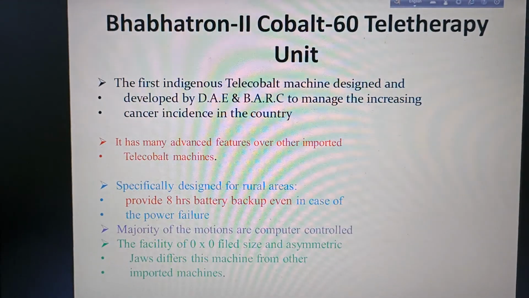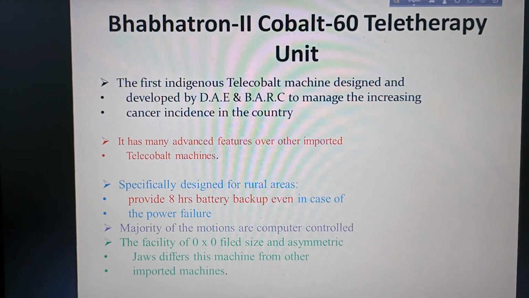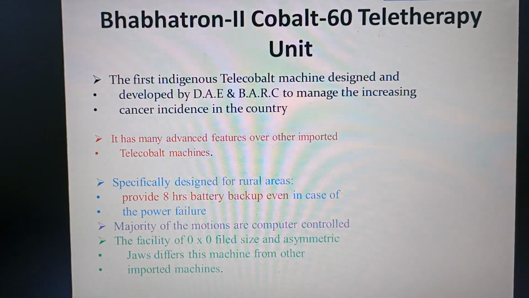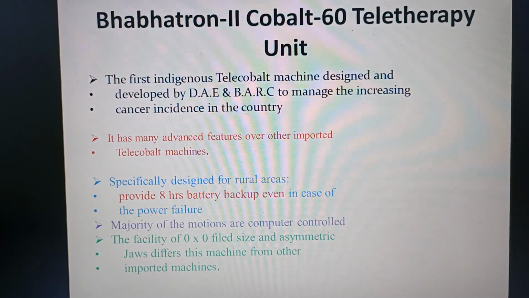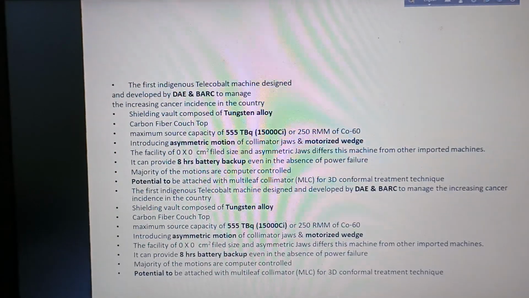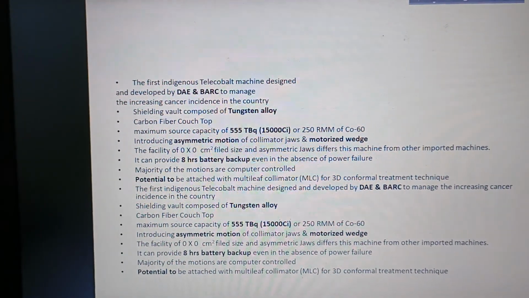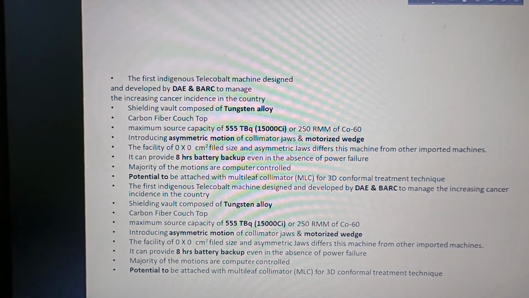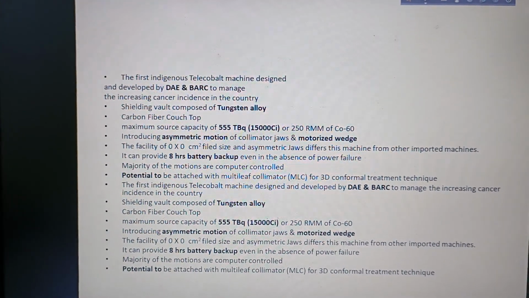And there are a lot of features, especially designed for rural areas. It has power backup of 8 hours, the majority of motions are computer controlled, and the facility of 0 by 0 field size and asymmetric jaws differs this machine from other imported machines, etc. And shielding valve composed of tungsten alloy, carbon fiber couch top. You are also seeing that the source capacity is 250 RMM.